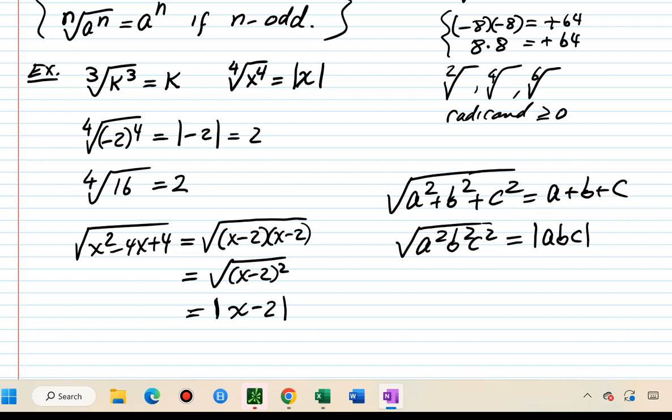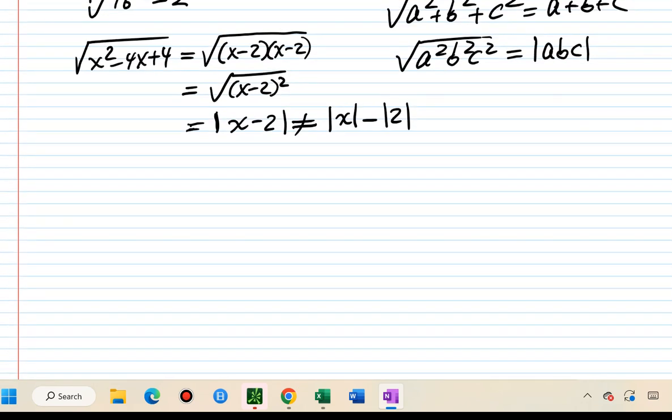And we need to maintain the absolute value on the binomial. We cannot say that's the absolute value of x minus the absolute value of 2. It doesn't work. In the case of a product, the absolute value of a product would be the product of absolute values, but the absolute value of a sum or difference is not going to be a sum or difference of absolute values.